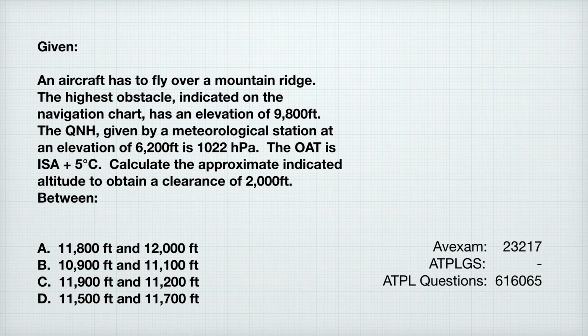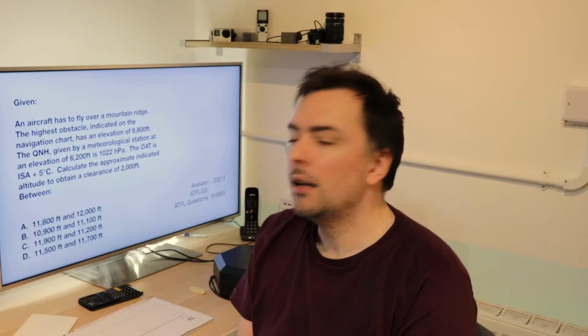Alright, next question says, given an aircraft has to fly over a mountain ridge, the highest obstacle indicated on the navigation chart has an elevation of 9,800 feet. The QNH, given by a meteorological station at an elevation of 6,200 feet, is 1022. The outside air temperature is ISA +5. Calculate the approximate indicated altitude to obtain a clearance of 2,000 feet. Now, this is interesting because for the first time in our answers we're seeing a range.